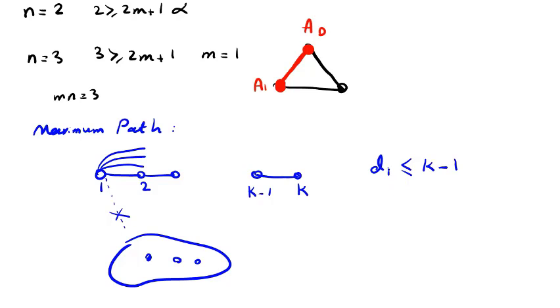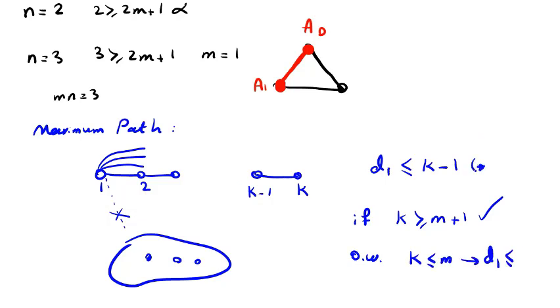Now we said, okay, d1 is at most k minus 1. Now, if k is at least the number of vertices, at least m plus 1, then the problem will be solved because we have a path with length m, the thing that we wanted. Otherwise, k is at most m, and by this, if we call this one star, d1 is at most m minus 1.